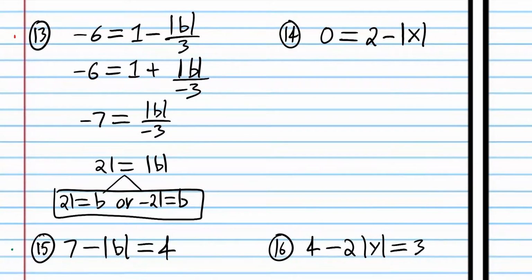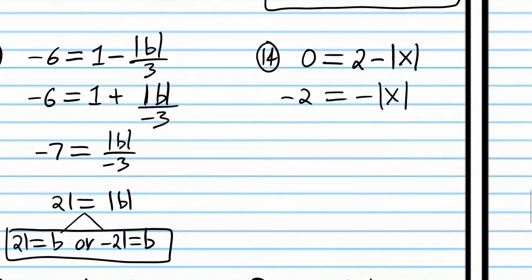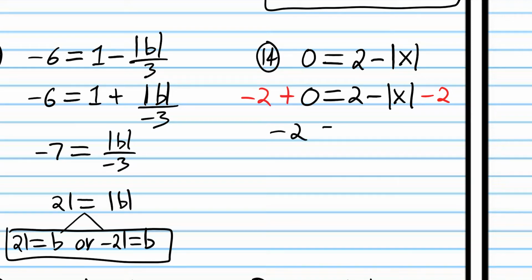So now we're going to subtract 2 from both sides, and we get -2 is equal to negative absolute value of x. And we're going to divide both sides by -1. And you know what? I think I might show the steps on this if I have room. Again, I just don't want you to make these errors here. So now we're going to subtract 2 from both sides. And we get -2 is equal to negative absolute value of x.